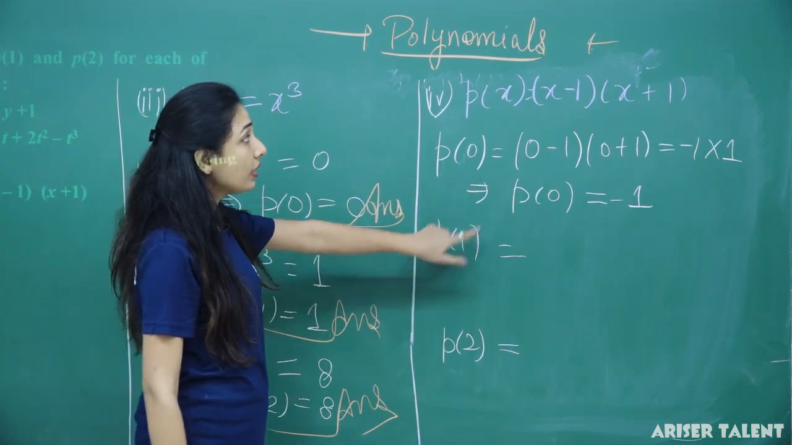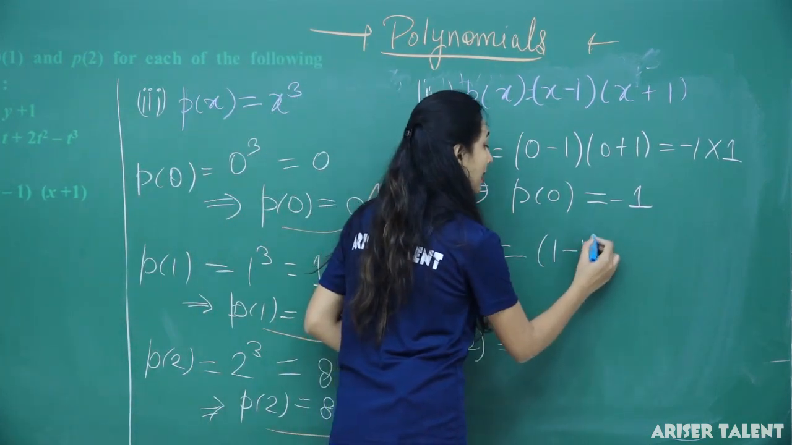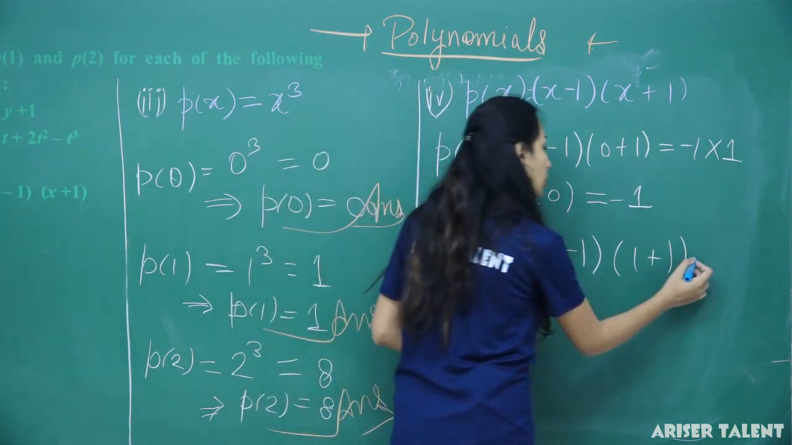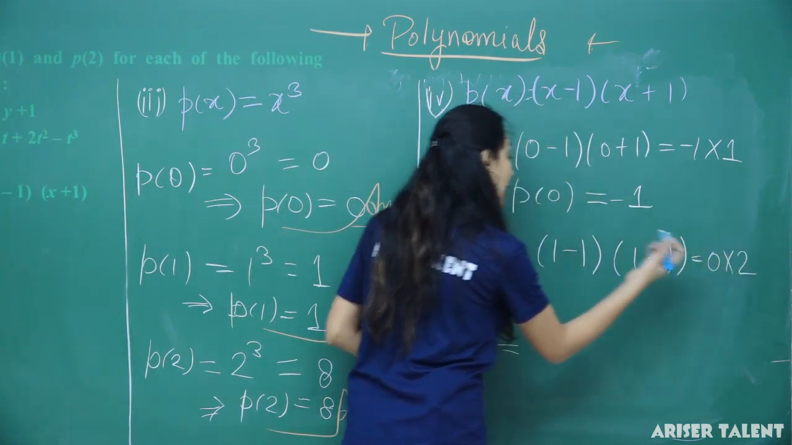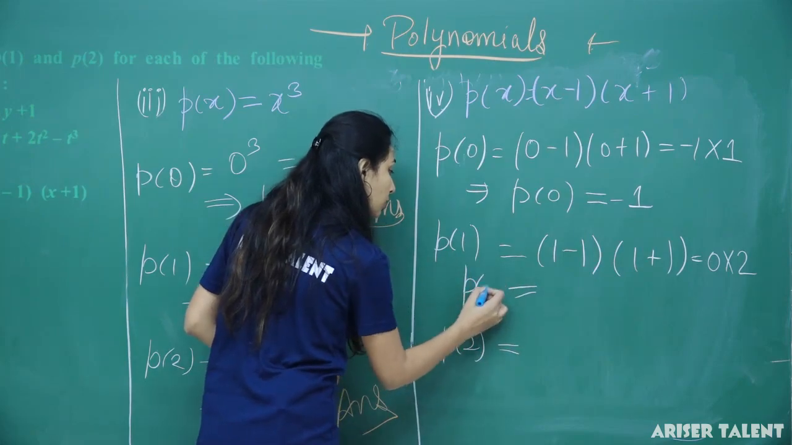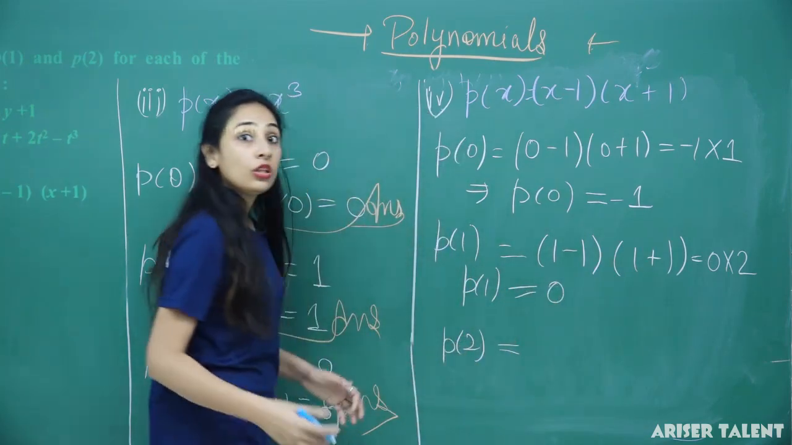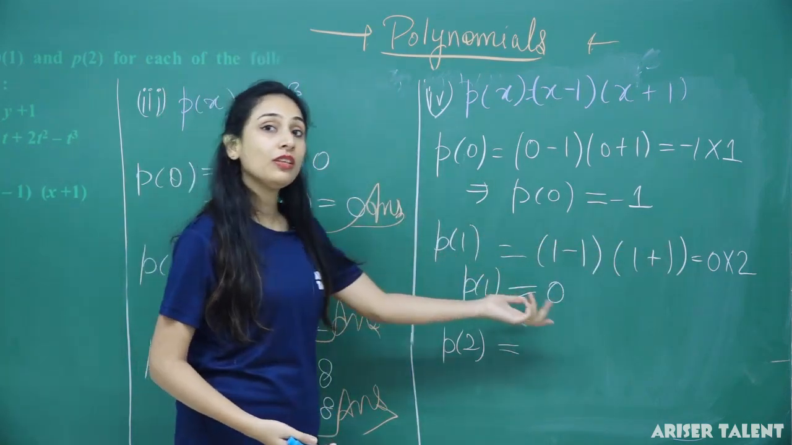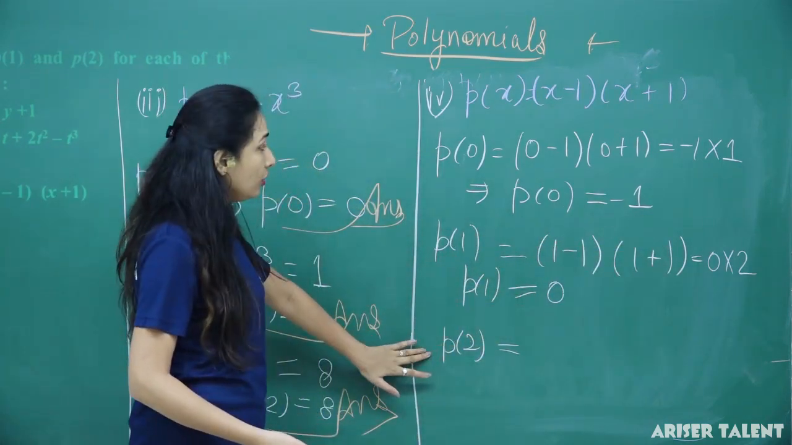Now P(1), put here (1 - 1)(1 + 1). Now 1 minus 1 is what? 0. So 0 multiplied by 2. Anything multiplied by 0 is what? 0. So P(1) is 0. Now listen, the value of P(0) is minus 1 and the value of P(1) is 0. Now the value of P(2).